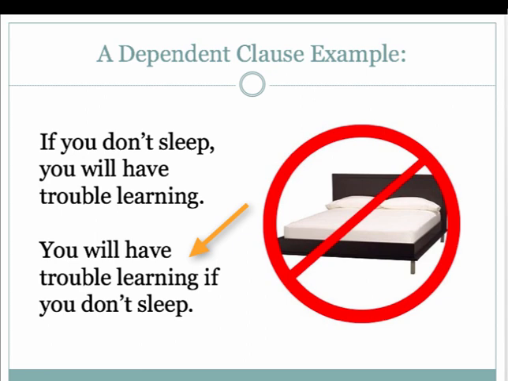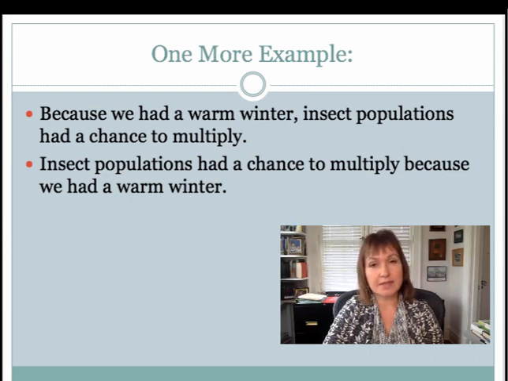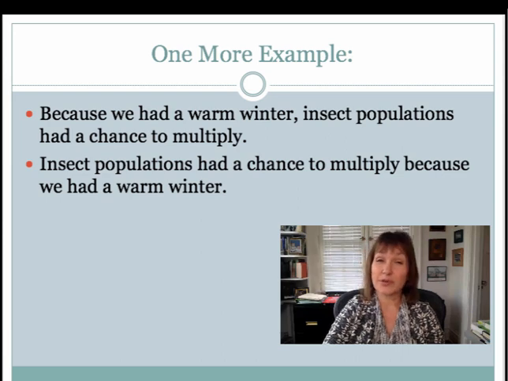You will have trouble learning if you don't sleep. You'll notice that in that example, there's no comma. You don't need it. The order of the sentence is standard. Here's one more example of a dependent clause at the beginning of the sentence. You probably had a teacher somewhere along the way who told you you should never begin a sentence with the word because. And that's good advice when you're in third grade.